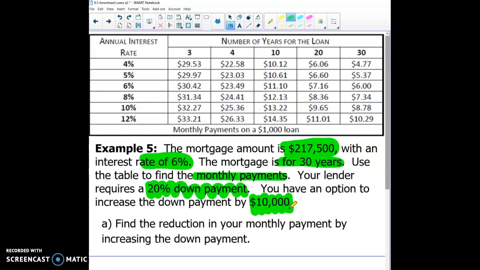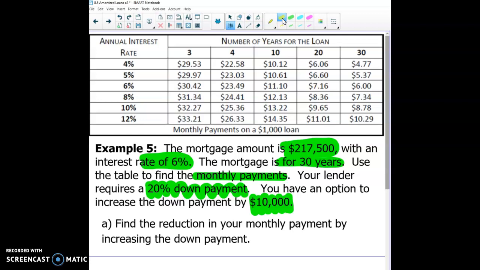So the reason why they're saying 20% is because generally you need to own 20 percent. It's a pretty standard thing. First-time home buyers, you can get less. You don't have to have 20% down, but a lot of times if you have 20% down, you can afford a bigger home. So it's a pretty standard thing that people will tell you need to have 20% down, but not necessarily is the case all the time, right? So we are going to find the reduction in your monthly payments by increasing the down payment.